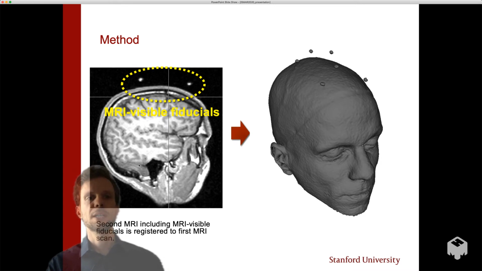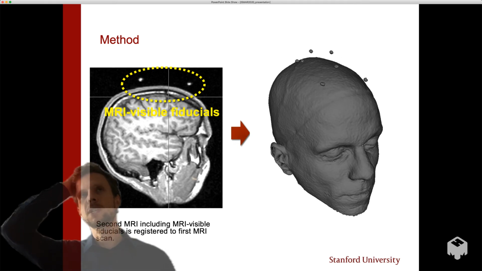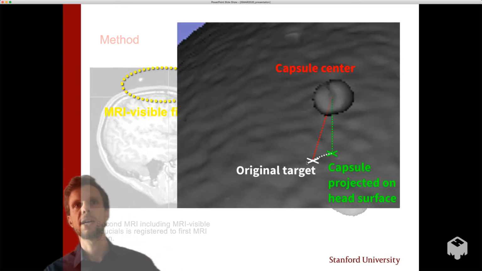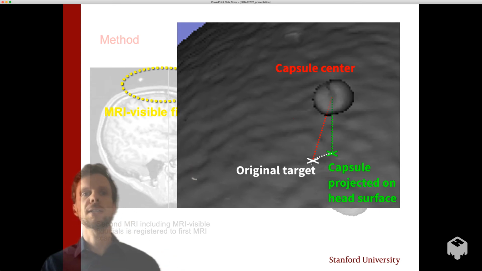We then registered the second MRI scan to the initial MRI scan. And you can see here that the capsules are slightly off because of the hair of the subject and everything, so we projected both these capsules and the original targets back to the surface of the subject's head. This allowed us to measure the target registration error by measuring the distance between the capsule projected on the head surface and the target projected on the head surface, which represents the alignment accuracy for our experiments.